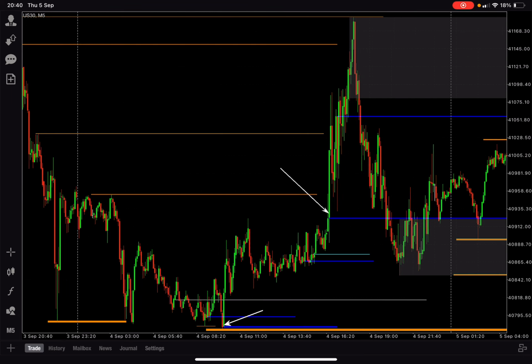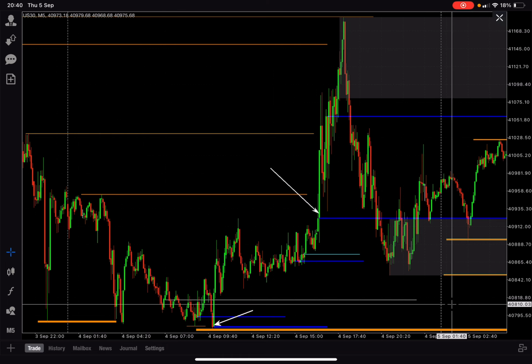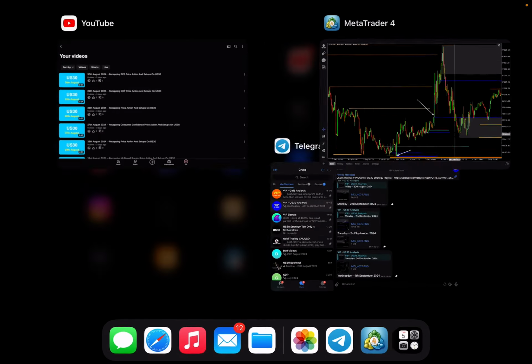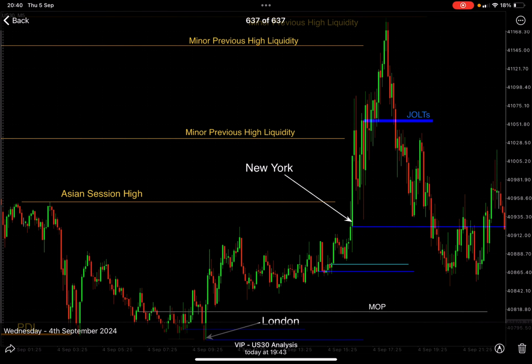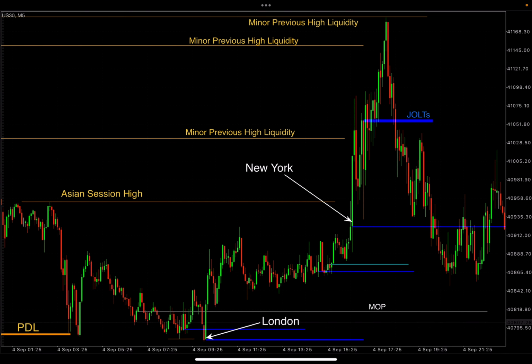So here we have the next day, the day we're talking about, the 4th of September. Let's go to the pictures. There we go. There it is. So you can see London opening from the bottom, instant push to the upside, and then move sideways, and that shows London traders are clearly buying from there.